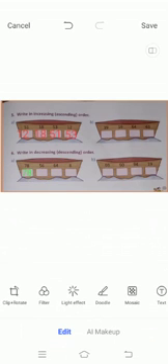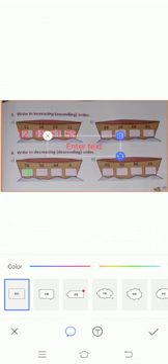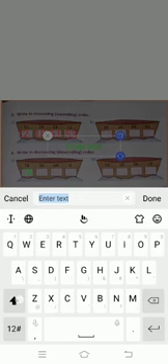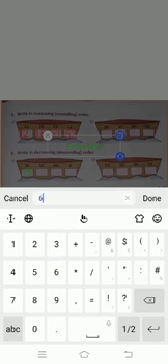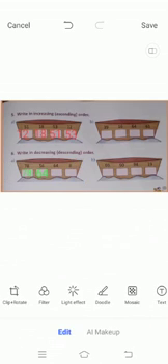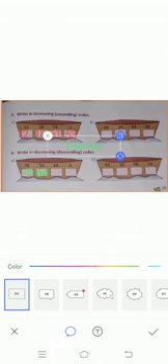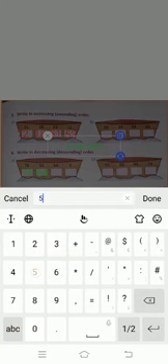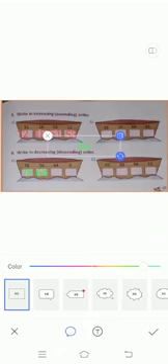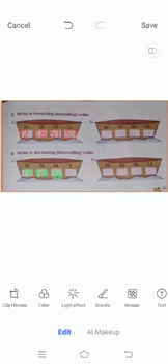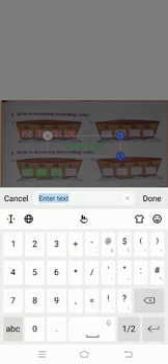Then the next biggest number? Yes, 64. Next biggest number is 64. Then the next biggest number is 56. So write 56. And finally what do we have? 8. So write 8.